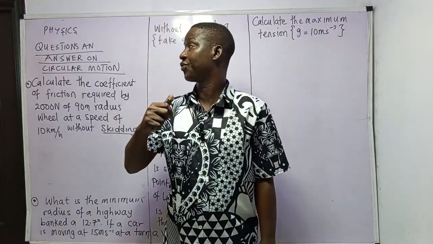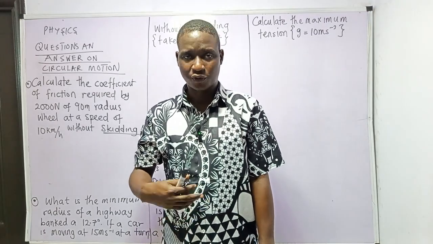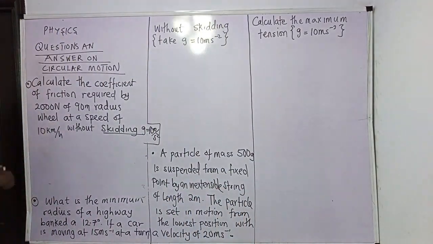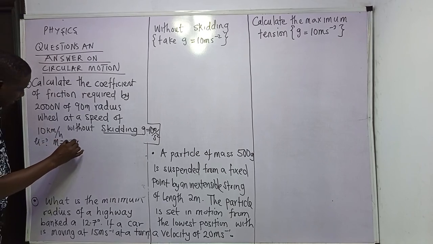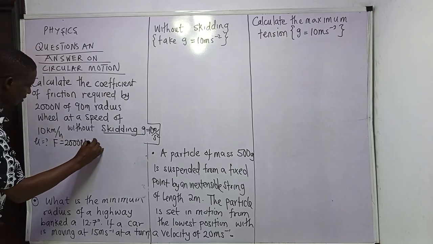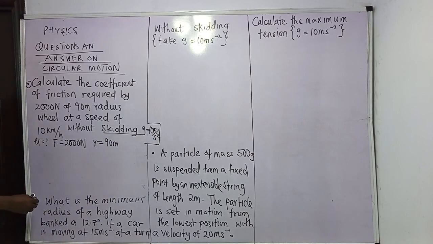I will be solving questions on banking analysis under circular motion and even some other technical questions we want to look at. Question one says, calculate the coefficient of friction required for a force of 2000 Newton on a wheel of 90-meter radius.